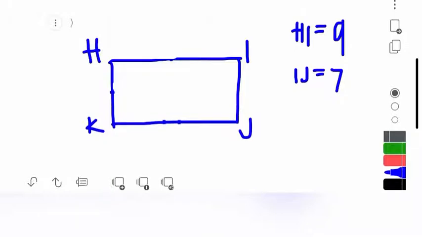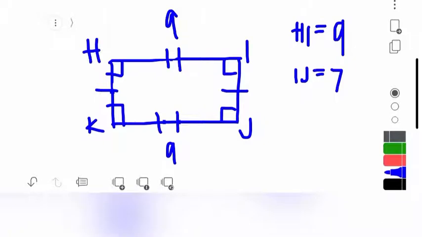We have four sides, H, I, J, K, and they all have right angles. HI and KJ are equal to each other, as well as HK and IJ are equal to each other. The side of HI is 9 and the side of IJ is 7. As I stated earlier, HI and KJ are equal to each other, so that would make both of their sides 9. And IJ and HK are also equal to each other, so that would make both of their sides 7.